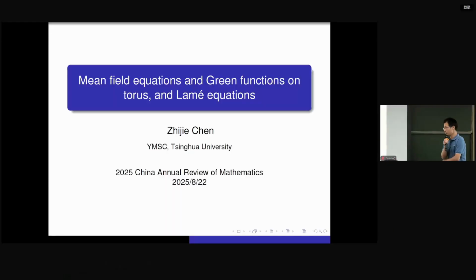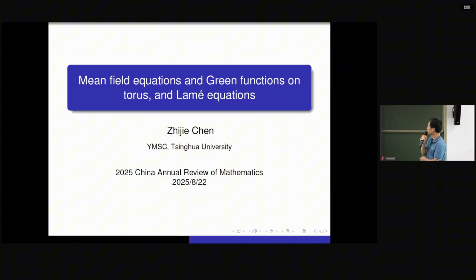Thanks for the introduction and thanks to the organizers for the invitation. It is my great honor to give a talk here. So today I will talk about three objects: mean field equations and Green functions on the torus, and the Lamé equations.